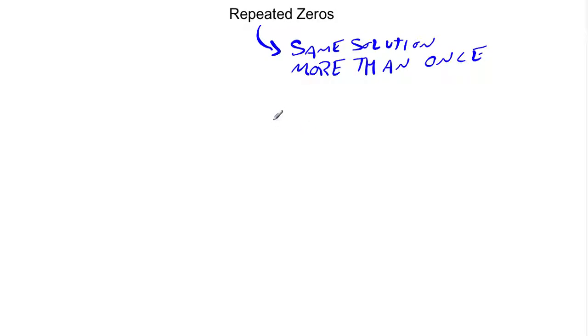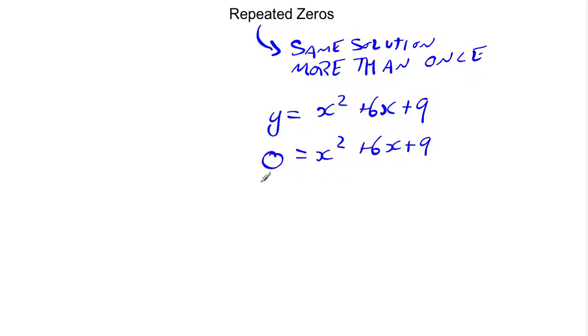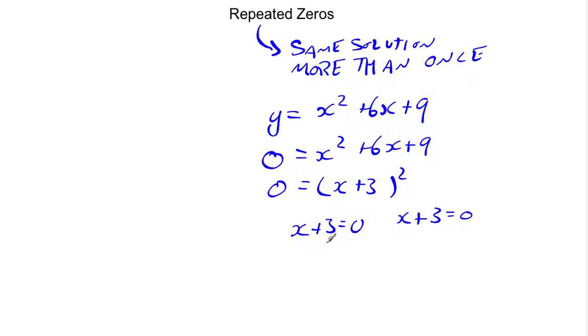So let's say, for example, I have y is equal to x squared plus 6x plus 9. And I want to find the x-intercepts. Okay, so I make y 0 and I solve for x. x squared plus 6x plus 9. This is a quadratic, and we solve it. And actually, if we solve this, hopefully we realize this is a perfect square trinomial. Notice I have this squared. So I have x plus 3 is equal to 0, and x plus 3 is equal to 0. I get the same point twice.